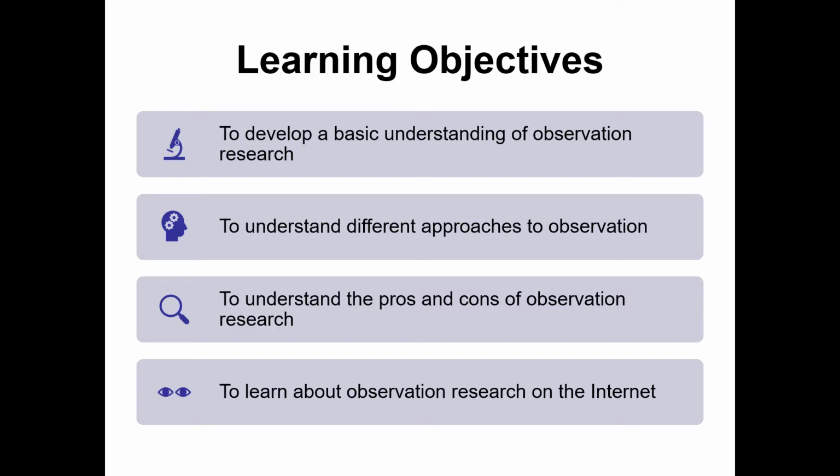We have 4 learning objectives for today's lecture. Number 1, to develop a basic understanding of observational research. Number 2, try to understand different approaches to observational research. Number 3, to understand the pros and cons of observational research. Number 4, to learn about observational research on the internet.